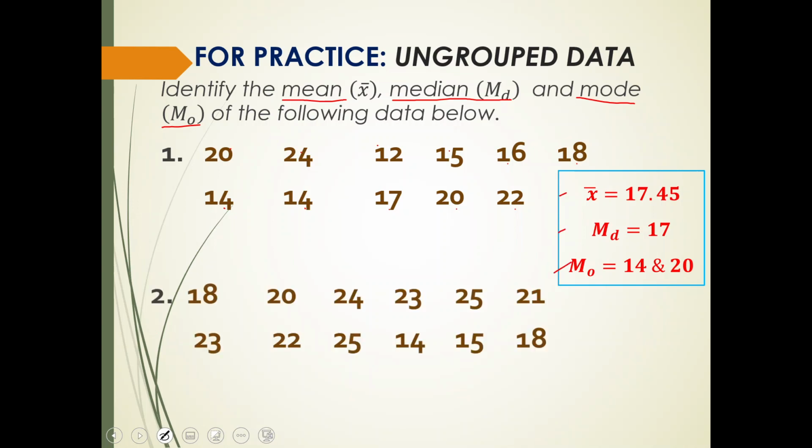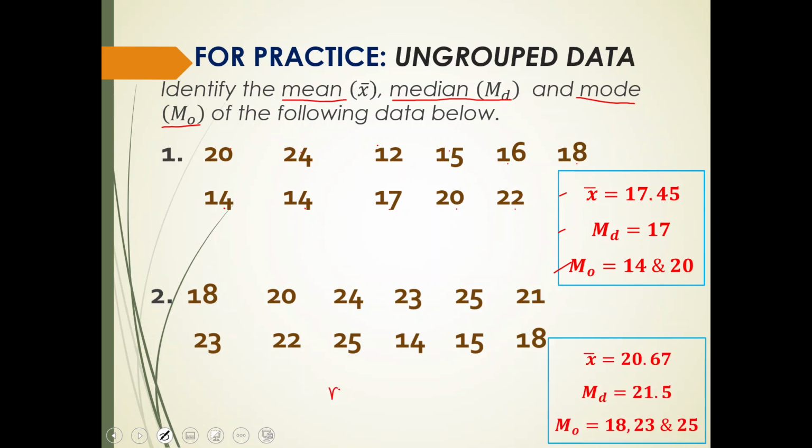Okay, second one, you have 18, 20, 24, 23, 25, 21, 23, 22, 25, 14, 15, and 18. So there are 2, 4, 6, 8, 10, 12. So n here will be equal to 12. So your mean is 20.67, median is 21.5, mode is, there are 3. So try to check if you get these values here.